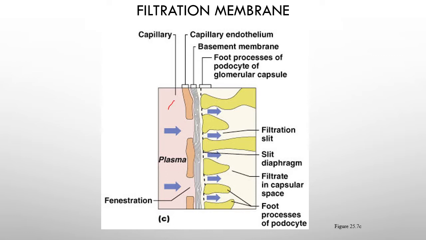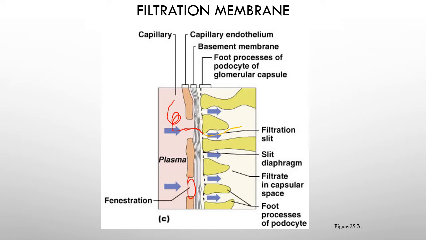So we've got plasma on this side. That high pressure pushes it through the membrane of our blood vessel. So we have our fenestrated capillaries here, and the little openings there are fenestrations. Blood goes through, and out the other side, in a sense, comes urine as it's making its way through there.